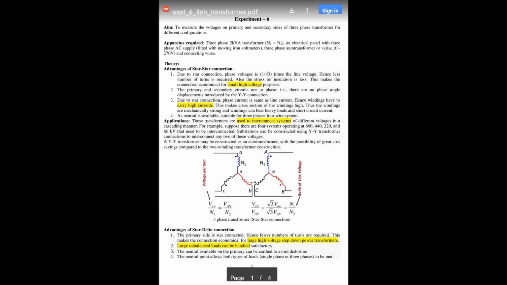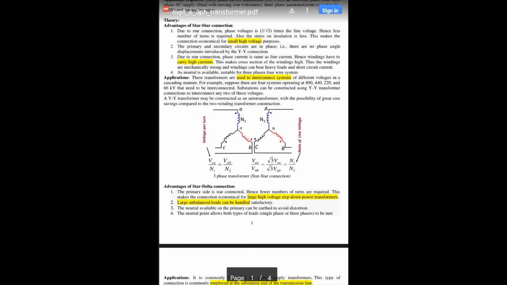The electrical panel is required, in which this transformer is fitted, with a three phase supply, and a three phase auto transformer is connected to this supply system. So what is the role of the three phase auto transformer? It ensures that the desired voltage is fed to this three phase 2 kVA transformer.